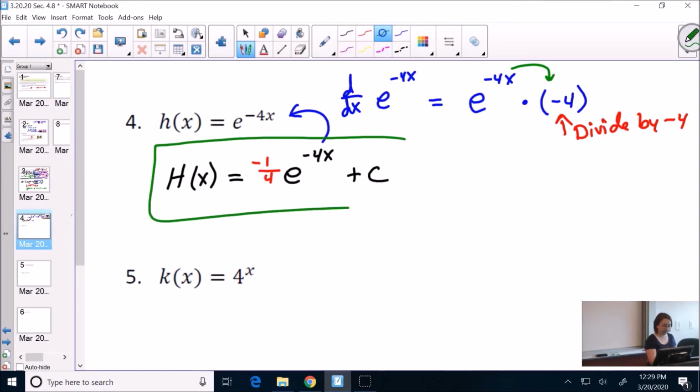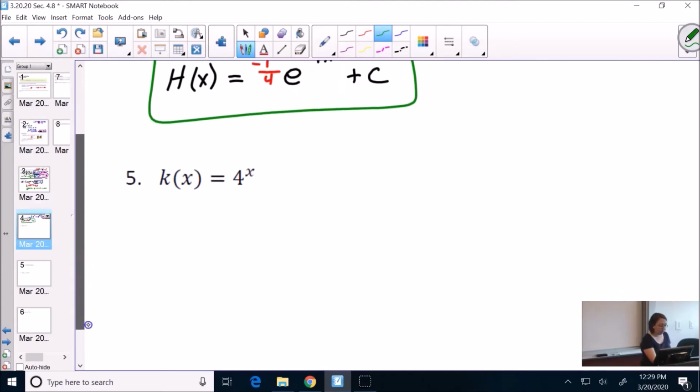We're done. So basically, we're taking a guess, and then we're working back by checking our work and saying, okay, do I need to adjust for this? Do I need to divide by some number that would have been multiplied in the derivative? That's what you're doing. All right.